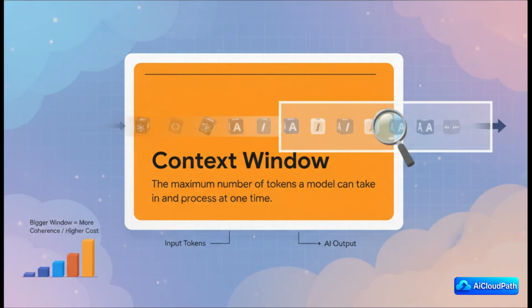The context window is basically the model's field of vision. It's the maximum number of tokens, and that includes your prompt and its own response, that it can see at any given moment. Anything that falls outside of that window is, for all intents and purposes, forgotten. And that's why it's so incredibly important for keeping a conversation on track.